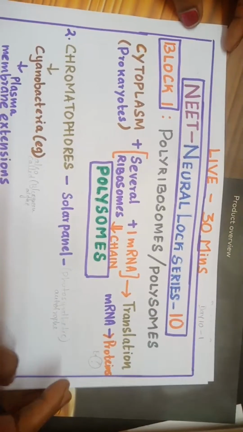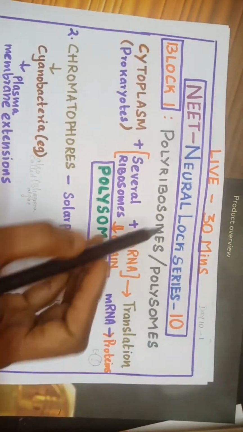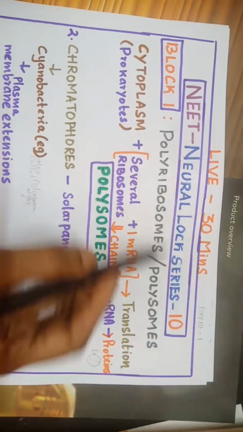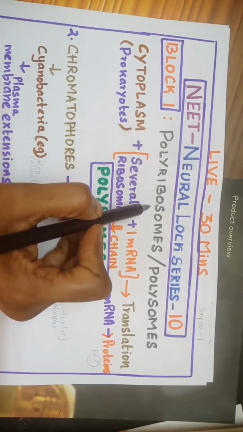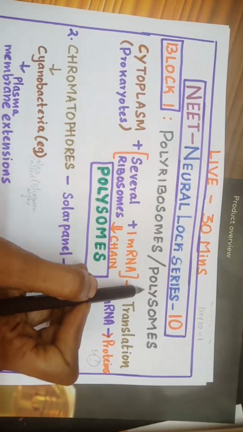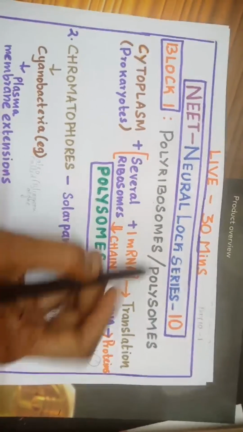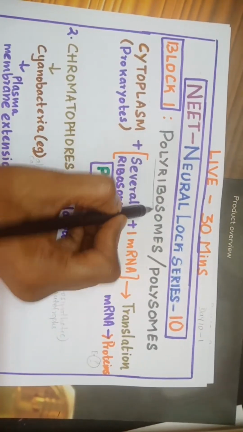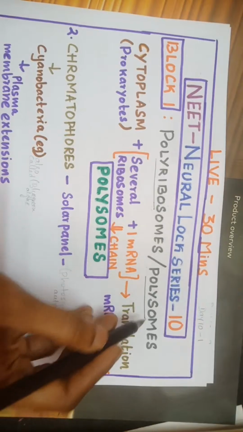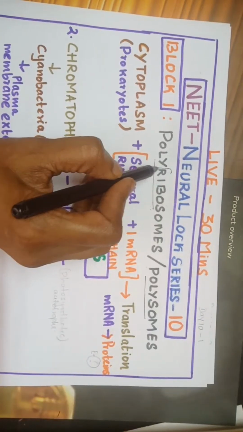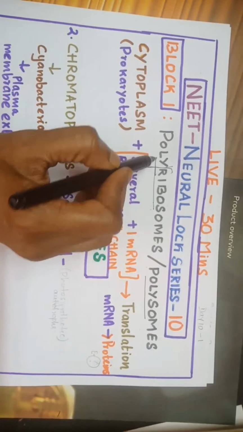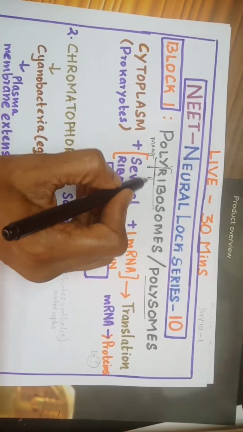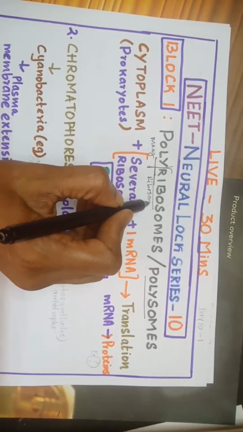And today we are going to see day 10, new neural log series. First is the polyribosome or polysomes. NEET can ask you either as polyribosomes or polysomes. See, always split the word: poly plus ribosomes. Poly means many. Ribosomes. So, many number of ribosomes.